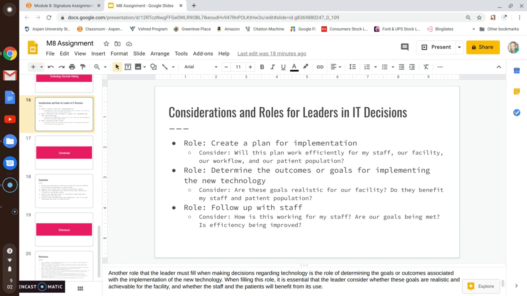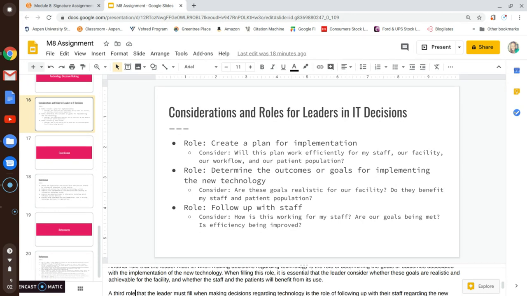Another role the leader must fill when making decisions regarding technology is the role of determining the goals or outcomes associated with the implementation of the new technology. When filling this role, it is essential for the leader to consider whether these goals are realistic and achievable for the facility and whether the staff and the patients will benefit from its use.